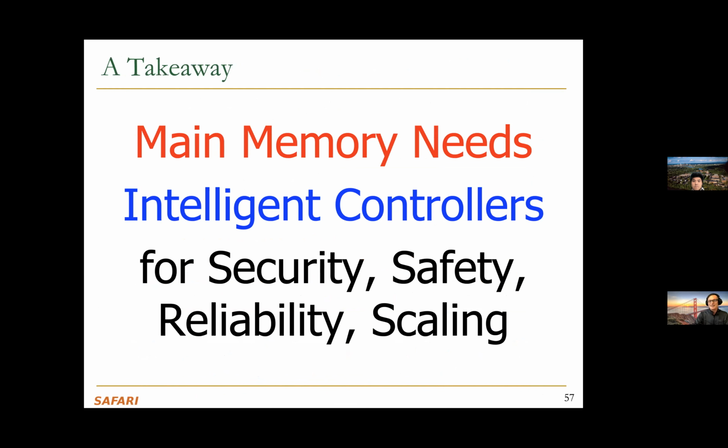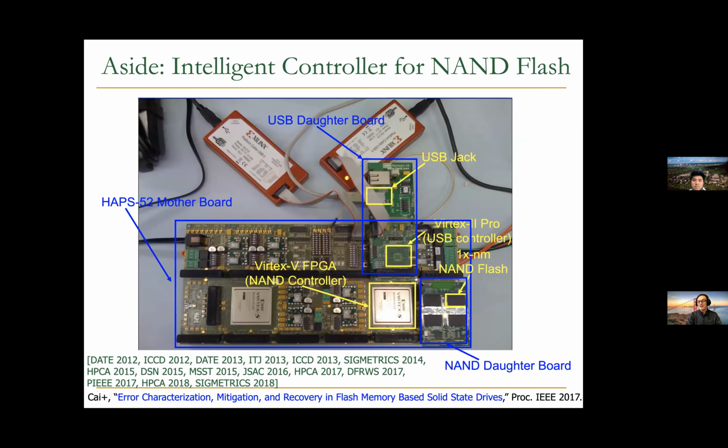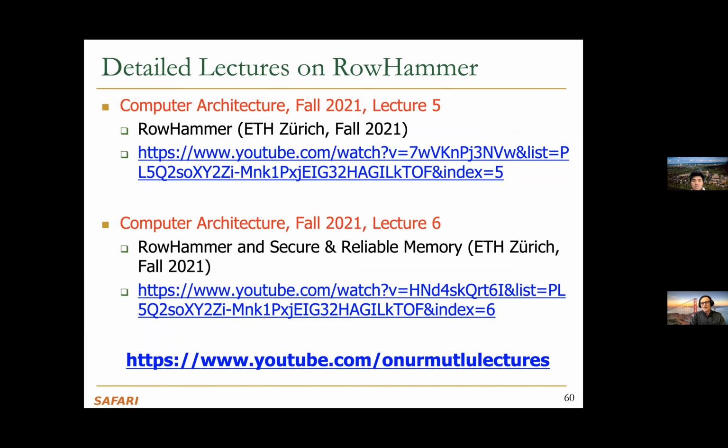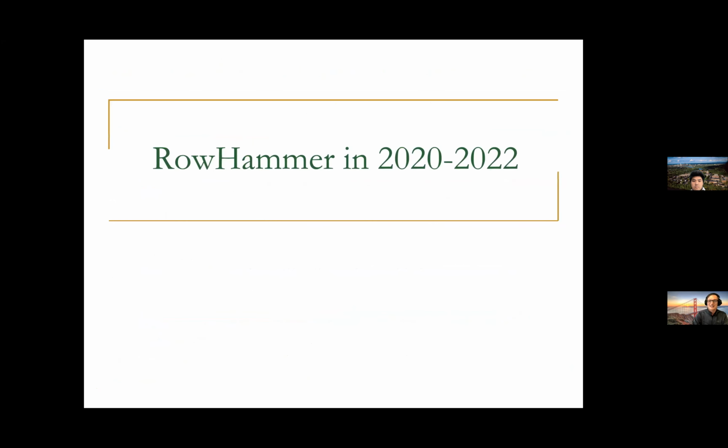So takeaway, I think if you really want to solve this sort of scaling problems, we need intelligent controllers to enable better scaling, security, safety, and reliability, because Rowhammer is in the end such a problem. And I think we know how to build intelligent controllers, except for other memory technologies. This is NAND flash, for example, and we know exactly how to build these memory controllers for slower memory technologies. Now we need to figure out how to do that with much faster memory technologies like DRAM. So if you're interested in Rowhammer, there's a lot more analysis I mentioned. I'll quickly now go into what has happened recently in 2020 and 2022, because a lot of interesting things happened in Rowhammer. First of all, as I said, we revisited Rowhammer.